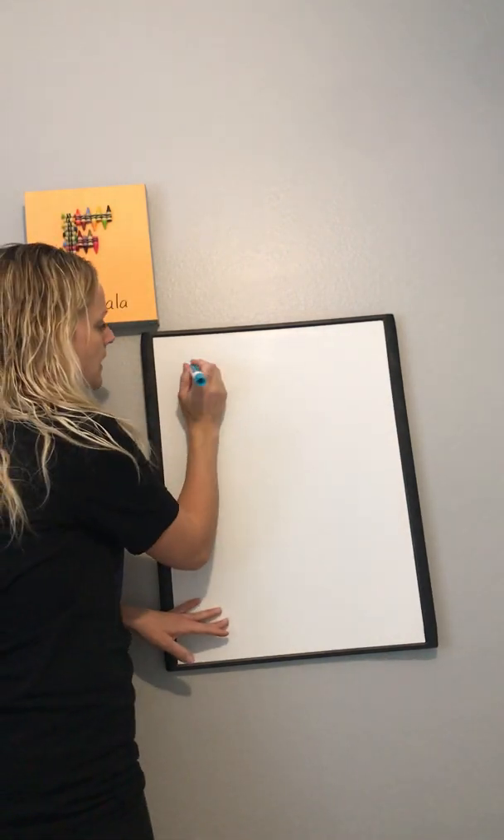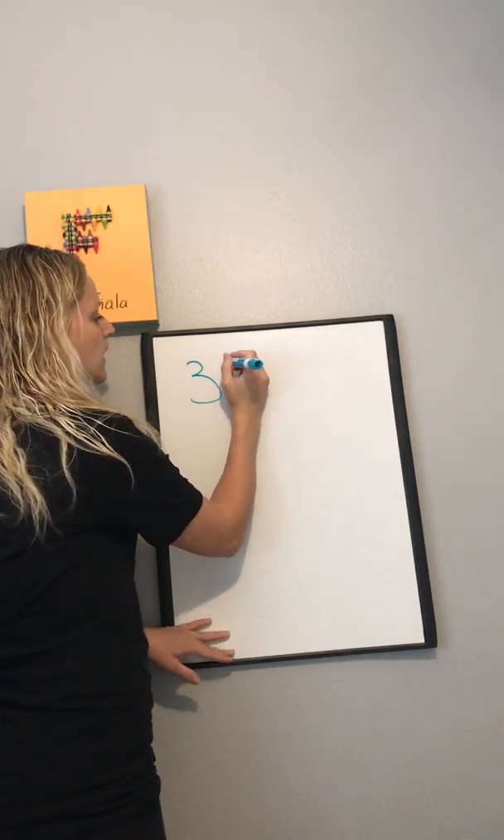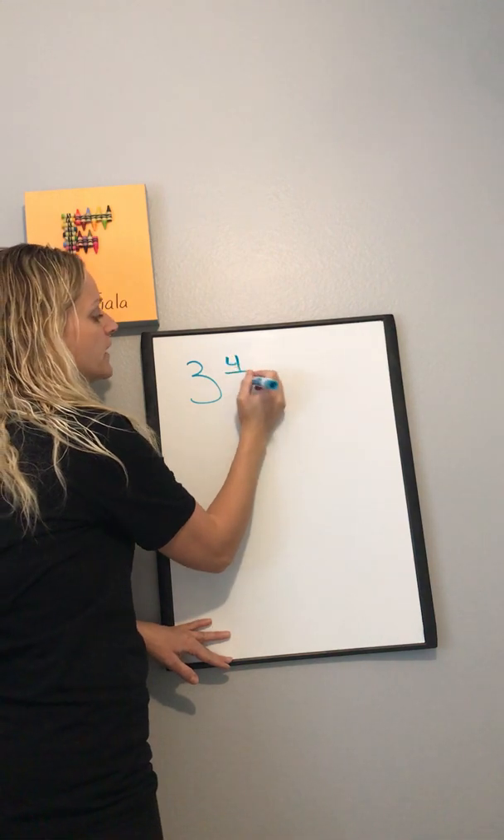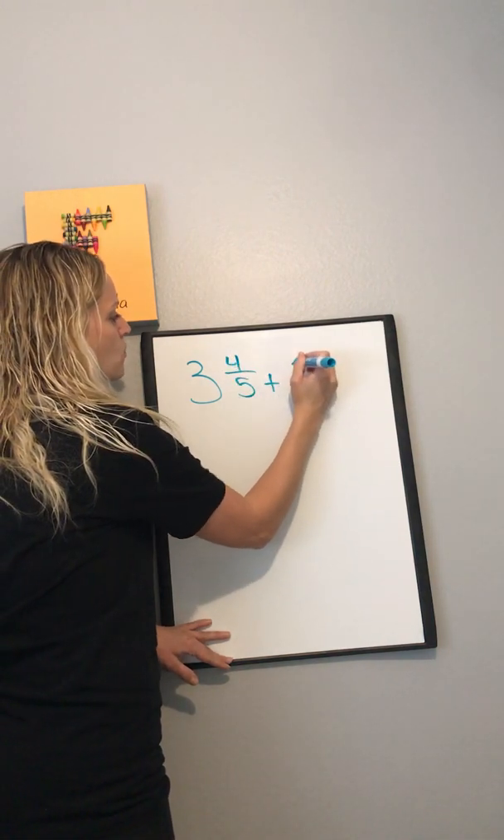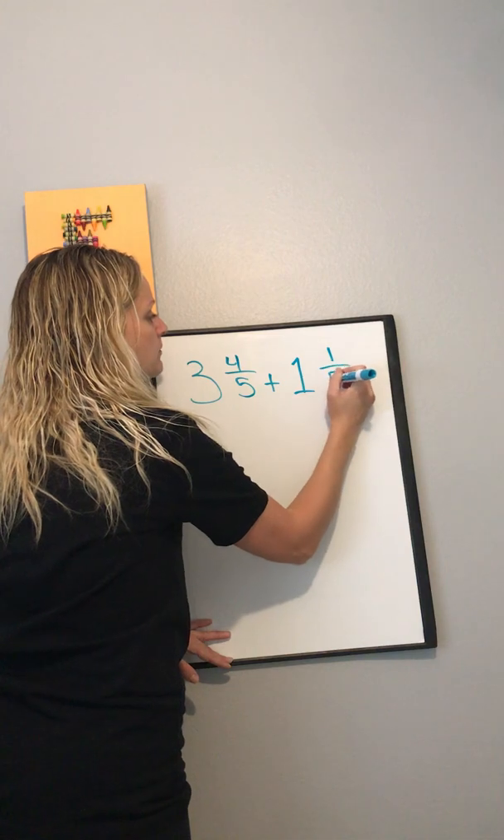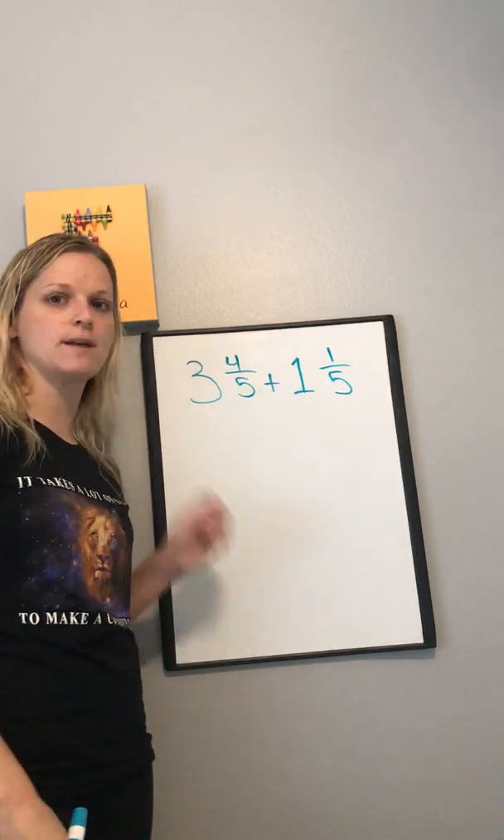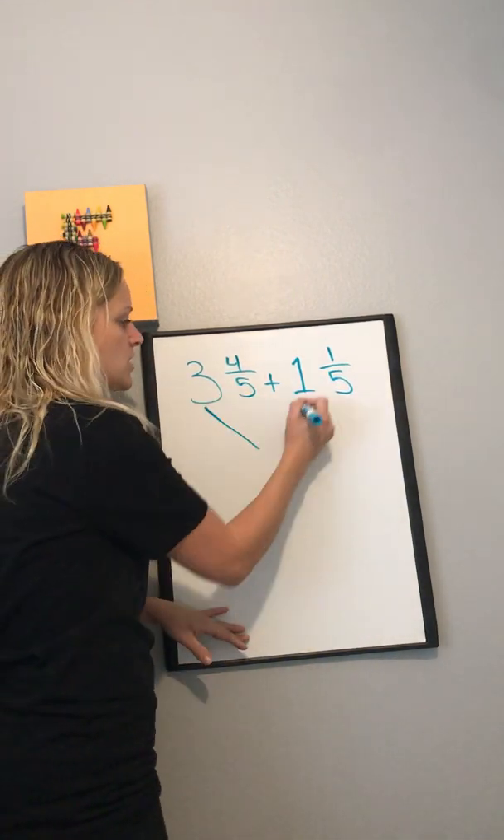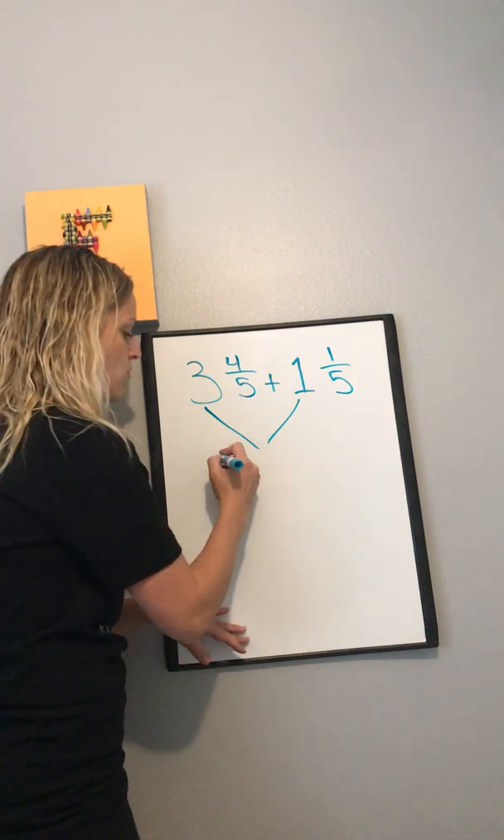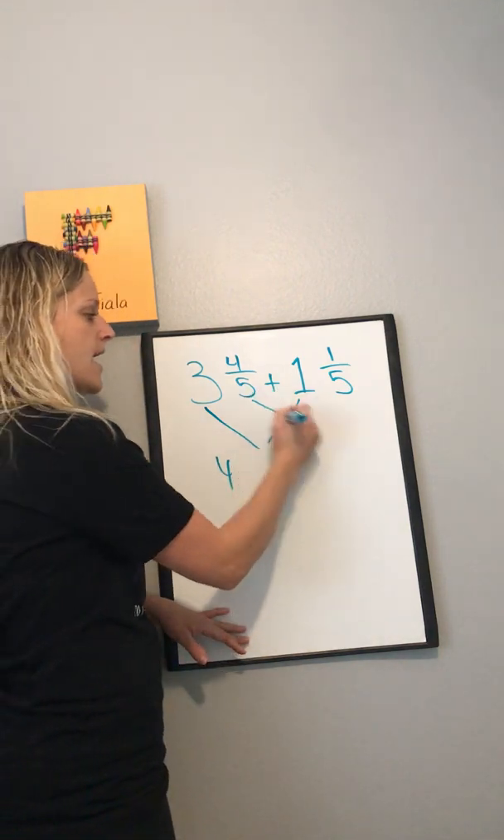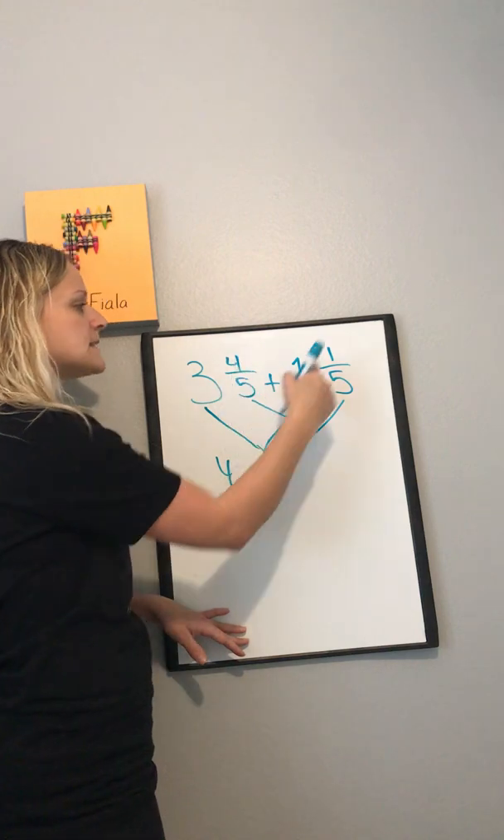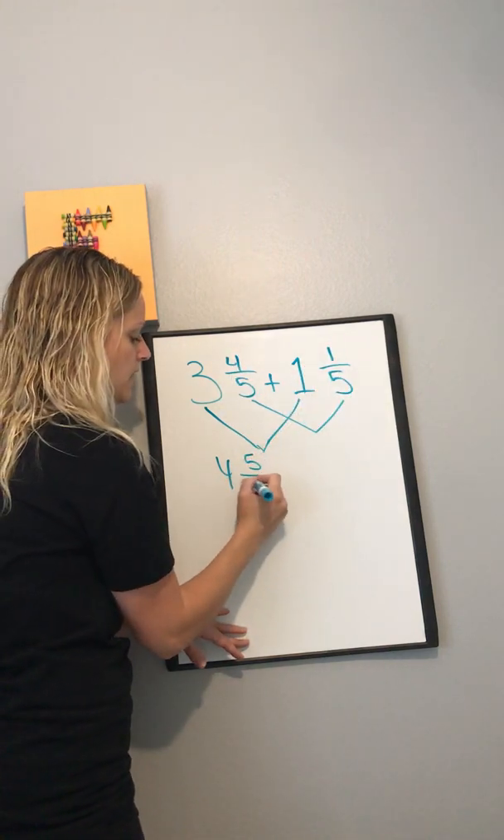Alrighty, say we have 3 and 4/5 plus 1 and 1/5. Okay, same steps. Step number 1, add the whole numbers first. 3 plus 1 is 4. Second step, add your fractions. 4/5 plus 1/5 is 5/5.